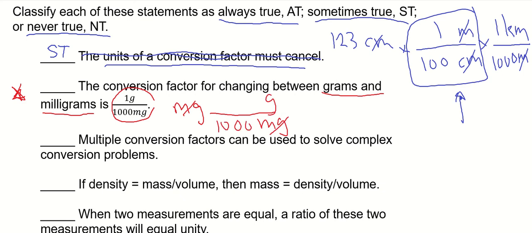But if you're going from grams, all right, so this is a separate problem scenario. If you're going from grams to milligrams, you need grams to be in the denominator and milligrams in the numerator. That would be the inverse of this. So this would be only sometimes true. It would only be true if you're going from milligrams to grams, but not the other way. All right, so that's a good question.